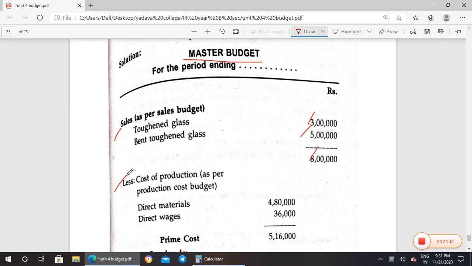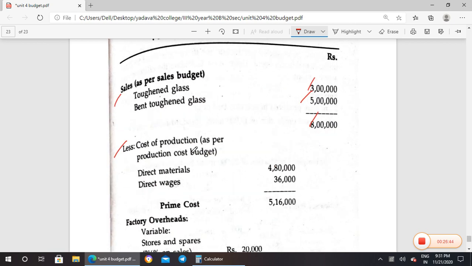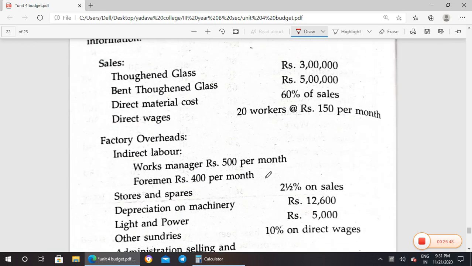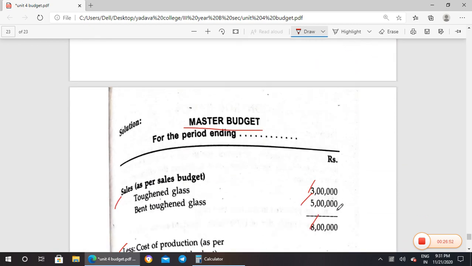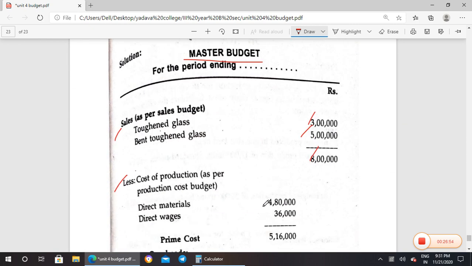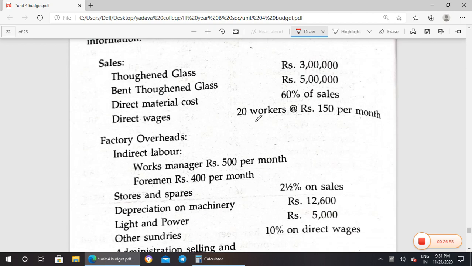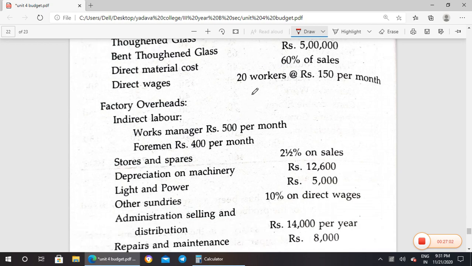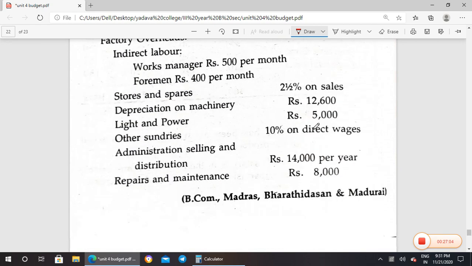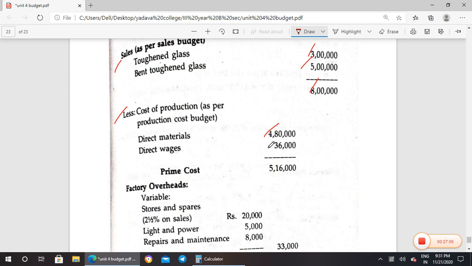Then less cost of production as per the budget they have given. Direct material 4 lakh 80,000. They have given 60% of sales, so from 8 lakhs, 60% is 4 lakh 80,000. Direct wages they have given: 20 workers at 150 per month. So 20 into 12 into 150, you will be having 36,000. So that is your prime cost.